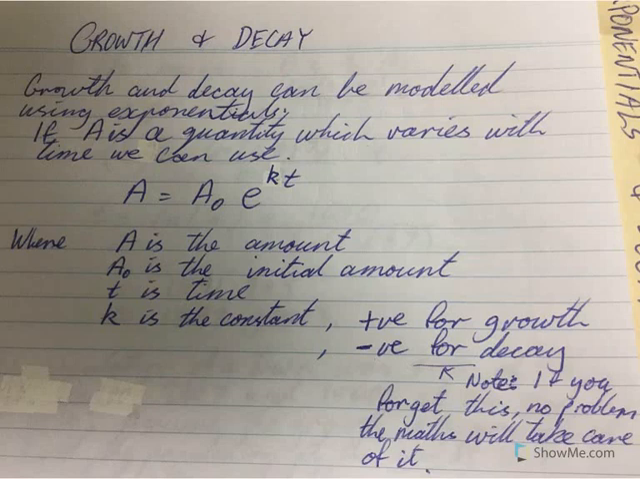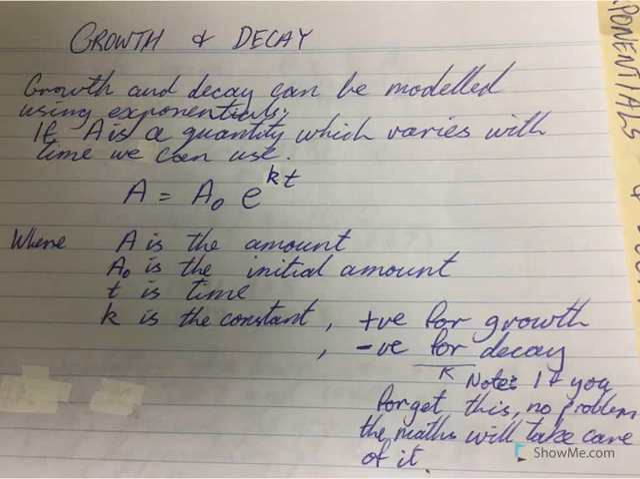Okay, today is the last bit of the exponentials and logs, and this is growth and decay. So things like growth would be increasing numbers of bacteria or populations, something like that. Decay would be things like radioactive decay, that sort of thing. So these can model it.